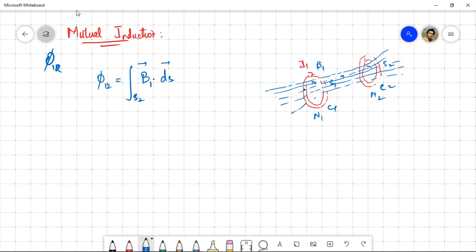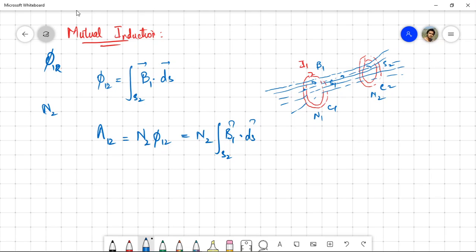Obviously, the second loop consists of N2 number of turns, it is not a single turn, and all the turns are coupled by B1. So if we want to calculate the value of flux linkage, we'll have to take into account all the turns present in this coil, because all turns will link with the flux produced due to the first coil. So the flux linkage is going to be N2 times the integral of B1 dot ds, and this integral is over the second surface.